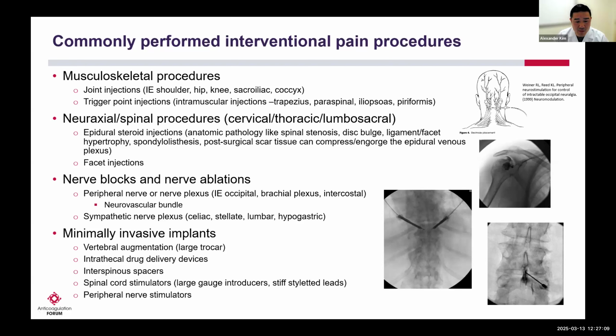And in both these cases, we use fairly large introducers to guide the catheter or the stimulator lead. And in the case of the spinal cord stimulator, these leads have pretty stiff stylets that allow us to steer the leads once they're in the epidural space. And from personal experience, sometimes it requires a couple of different passes, and so that can be a bit traumatic, and it's within the epidural space.